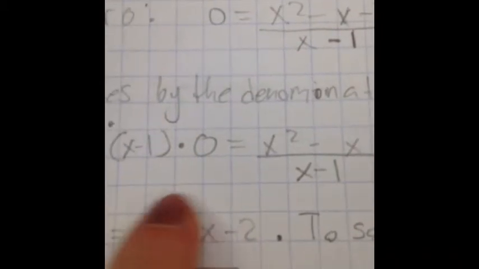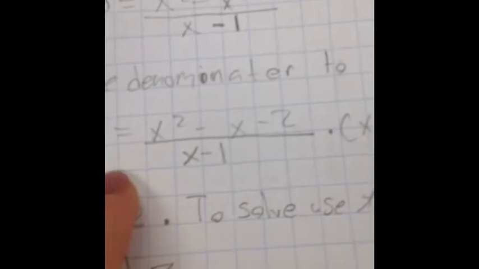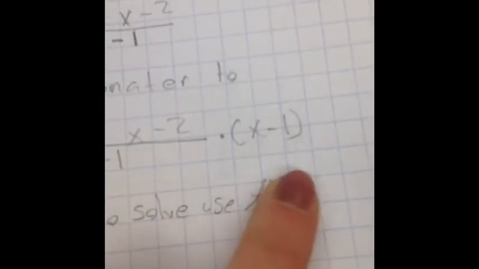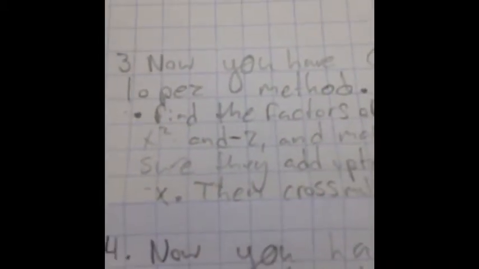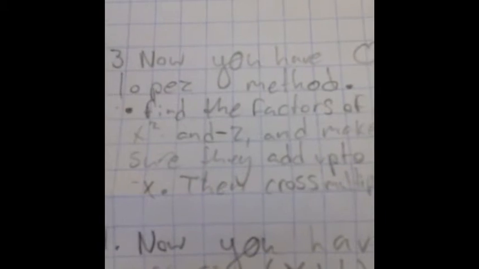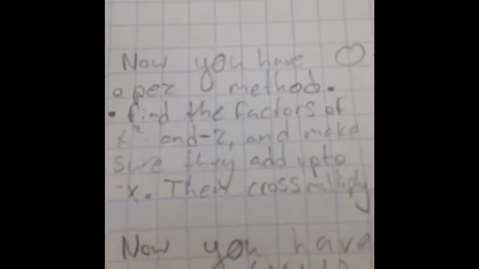So you can simplify further. So we multiplied x minus 1 times 0, which is 0, and then x, the whole equation, times x minus 1. So these two cancel each other out. Now you have to use the Lopez method, which is finding the factors of x squared and minus 2 and making sure they add up to negative x.